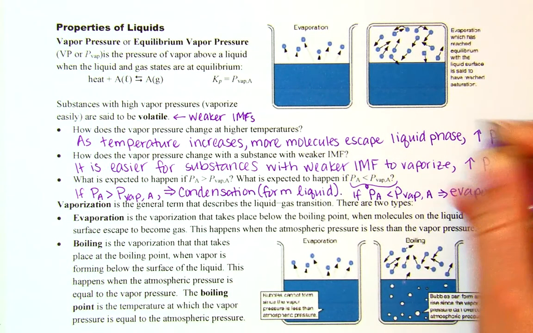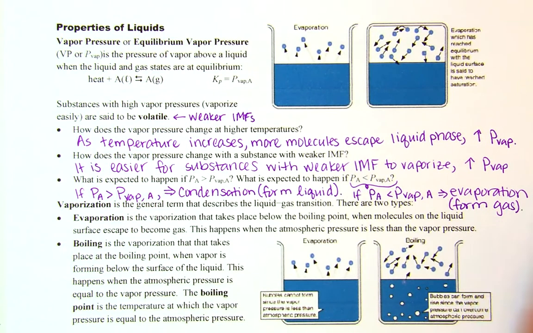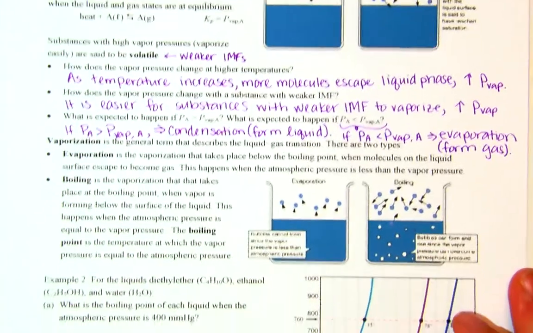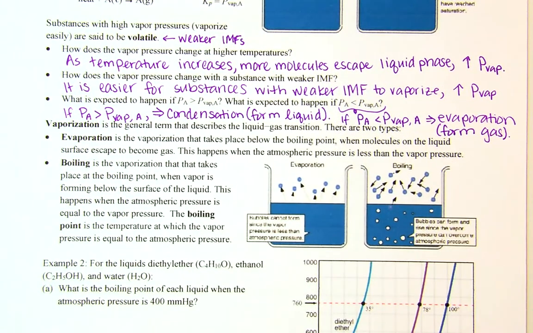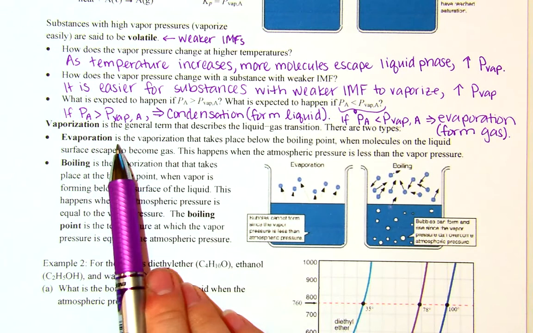So you're forming a gas. All right, so that's all talking about vaporization. Turns out, and I kind of alluded to this at the beginning, there are two types. This is our general term, vaporization, going from liquid to gas. The first type is evaporation.